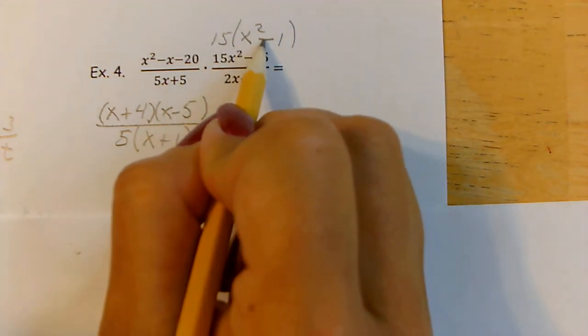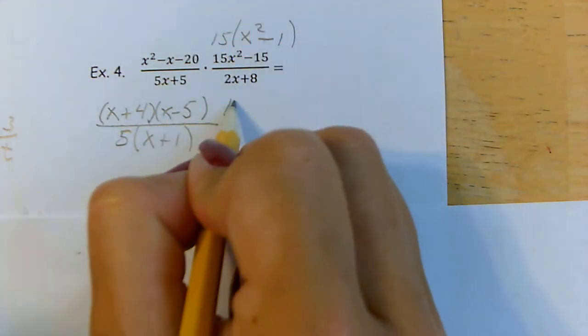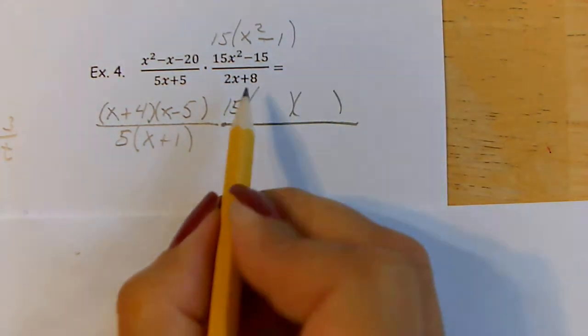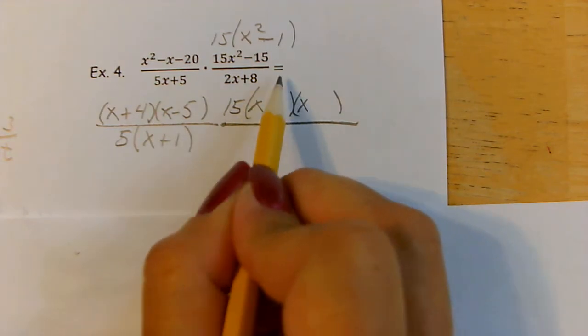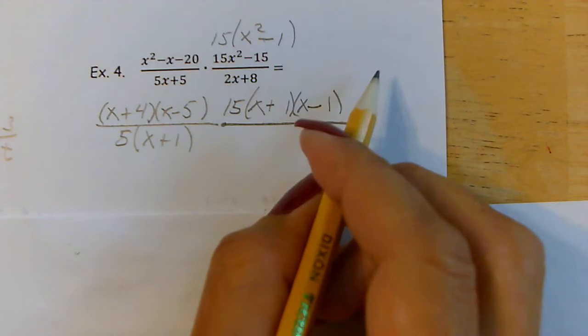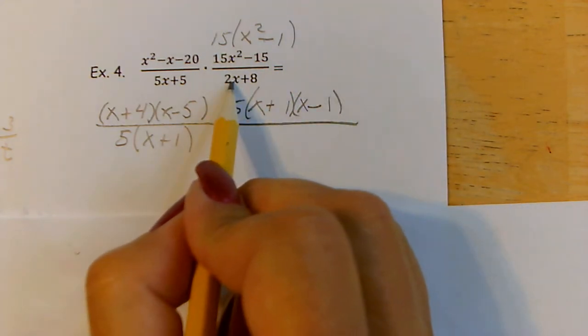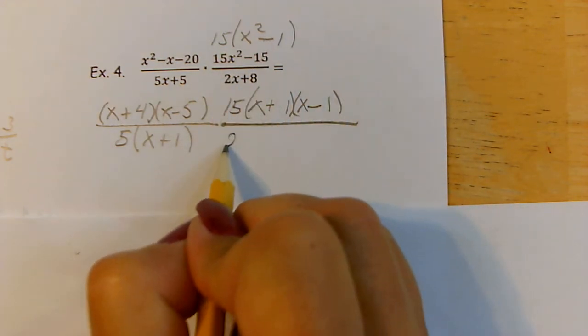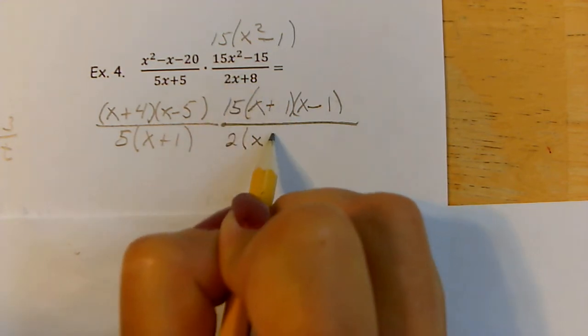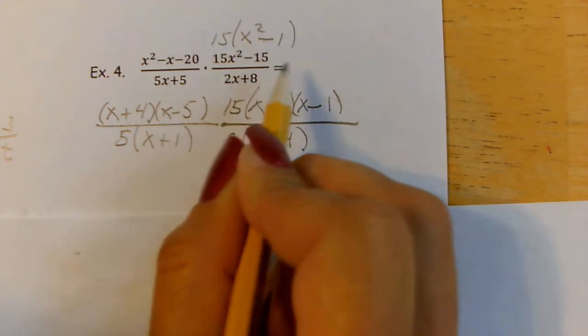Now I still have a difference of perfect squares. So I'm going to have 15, 2 sets of parentheses, break up my x, the 1, square root, 1 of each sign. Down here I have a GCF of 2. 2 times x will get me 2x. 2 times plus 4 will get me 8.